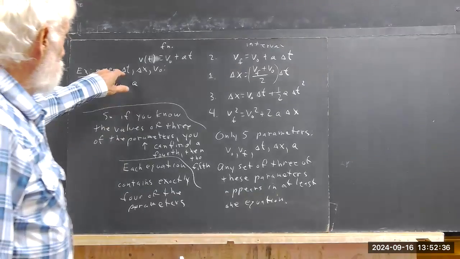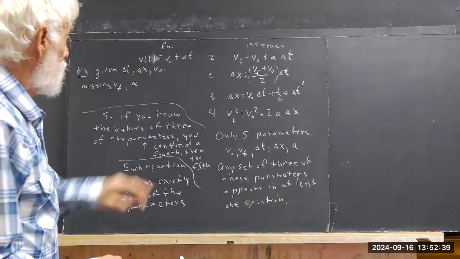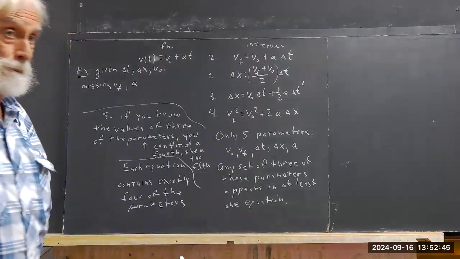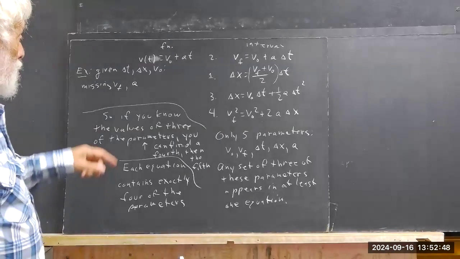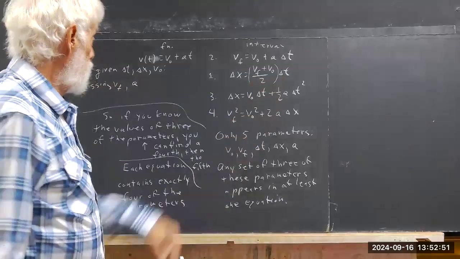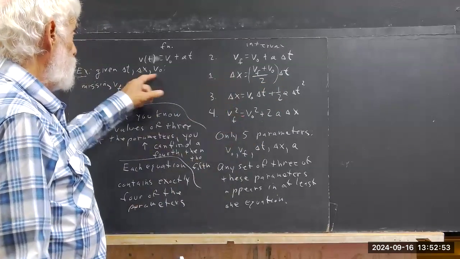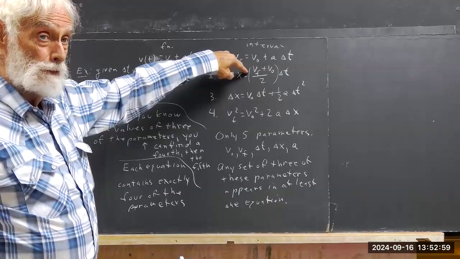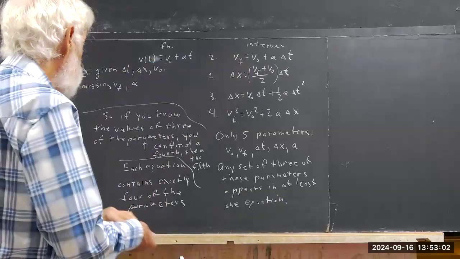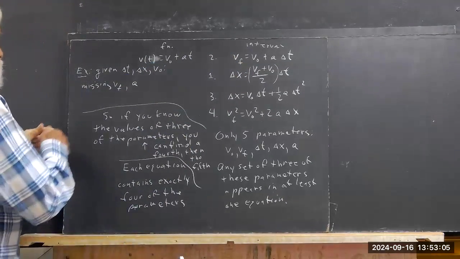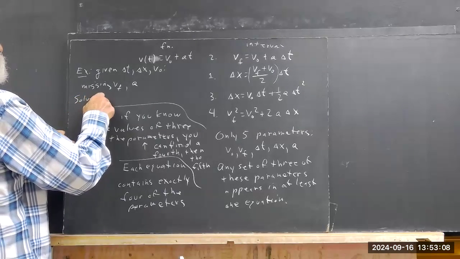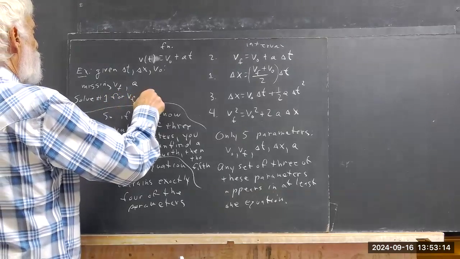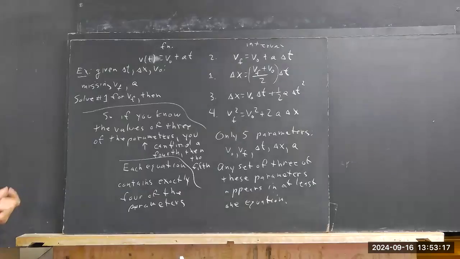Now, what equation contains delta T, delta X, and V naught? Does this one contain delta T? Yeah. Does it contain delta X? No, can't use it. Okay. What about this? Does it contain delta T? Yeah. Does it contain delta X? Yeah. Does it contain V naught? Yeah. What's it missing? V naught, VF. So we solve this equation for VF and plug our information in. Now we know everything but A.